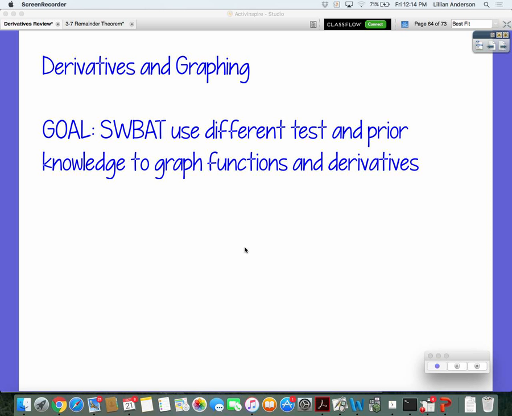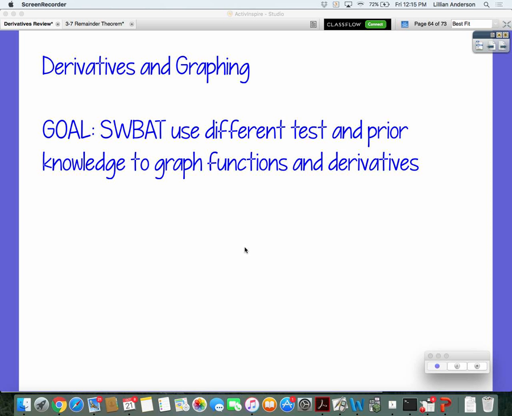Prior knowledge being stuff like, how do you find x-intercepts? Set the equation equals 0 and solve for x. And how do you find the y-intercept? Plug in 0 for x and solve for y. Other prior knowledge is when you have a rational function that you have to graph. You can graph it. This will be on a non-calculator type section.